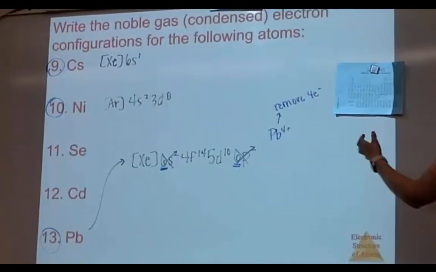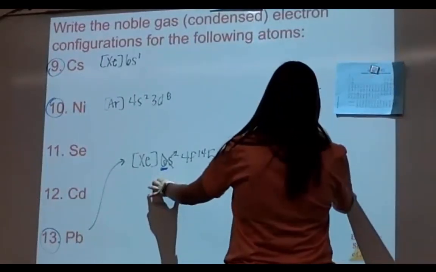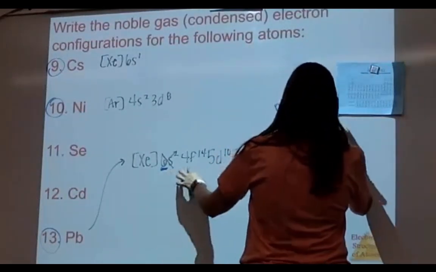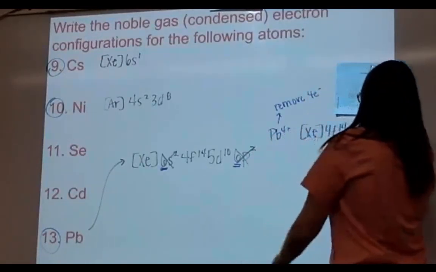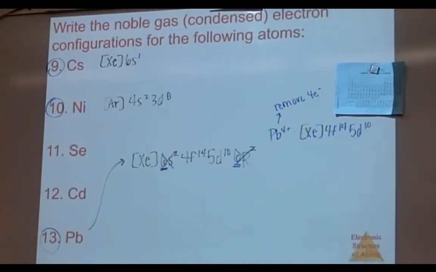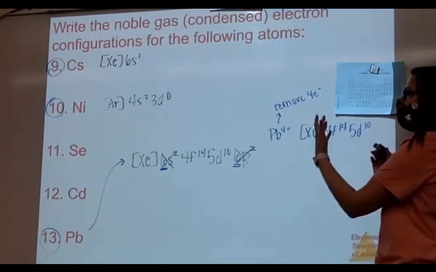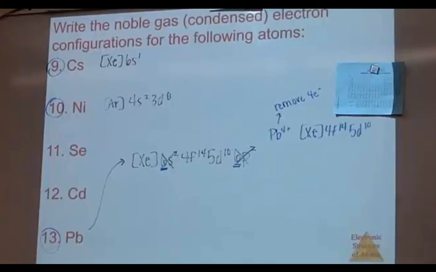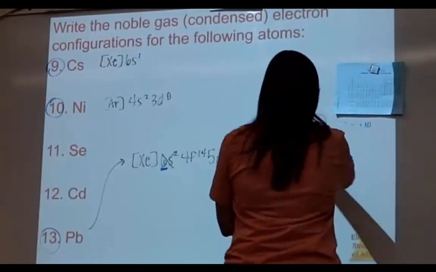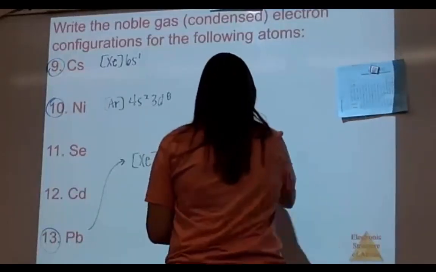And so then if we wanted to write Pb4+, we would have [Xe] 4f14 5d10. So you always remove from your highest value of n, and then, like let's say this was 5+, which we wouldn't normally see, but if it was 5+, then we would remove the next one from 5d10. Okay, so that's looking at some more noble gas configurations.